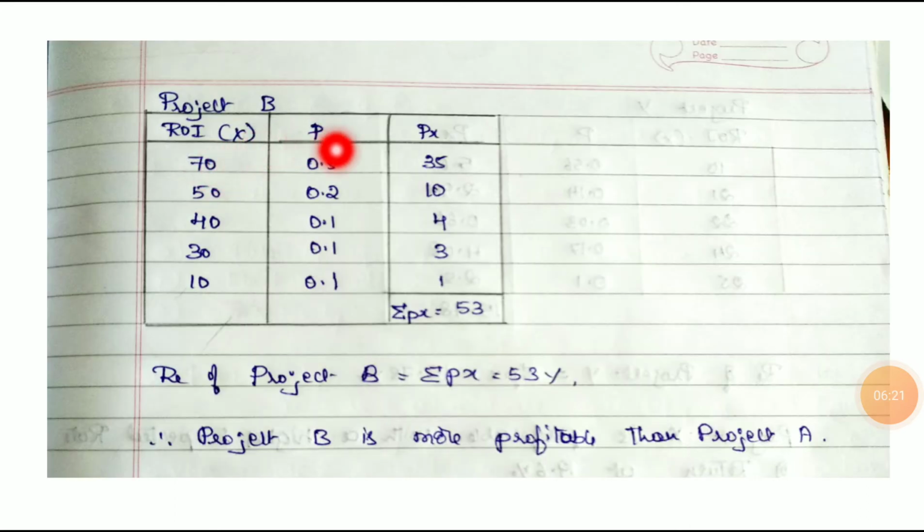So that is also we are multiplying the given information. 70 into 0.5, it is 35, 50 into 0.2, 10, 40 into 0.14, 30 into 0.13, 10 into 0.11. So summation Px is 53. So the expected return of project B is 53%.